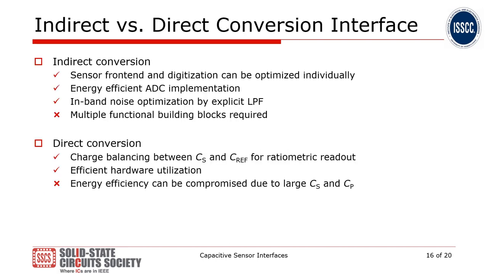This slide summarizes the advantages and disadvantages for both indirect and direct conversion approaches. In terms of indirect conversion, as the readout front end is composed of different building blocks, each of them can be individually optimized, which is an advantage in terms of implementation flexibility. However, the multiple functional building blocks can increase the system size and cost. For direct conversion, it can achieve direct ratiometric readout with efficient hardware utilization. However, as the sensor is involved during the AD conversion, the sensor offset and parasitic capacitances can compromise the energy efficiency. Also, as the sensor is directly used for analog to digital conversion, explicit anti-aliasing may not be possible, and therefore extra filtering effort in the digital domain is typically required.